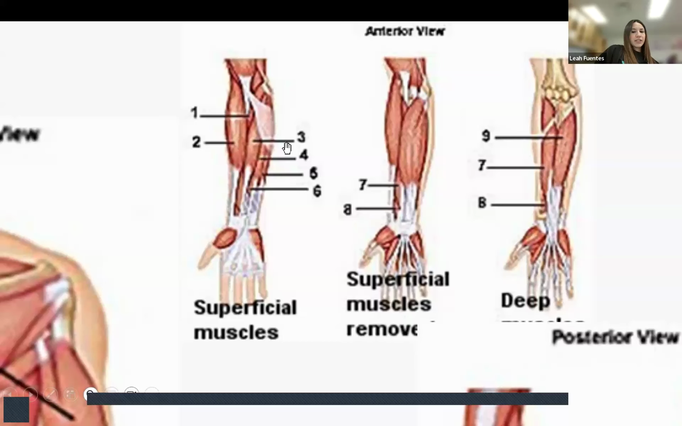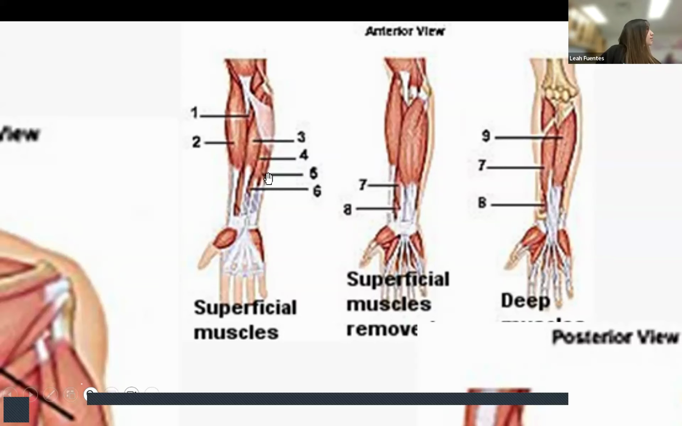And then moving this way, again, we have the superficial muscles anterior. So this one in the middle here, number 3, do we know what this one is? Somebody said it earlier. Flexor carpi radialis. Yeah, flexor carpi radialis. And then let's move down to 4. Do we know what this one is? I know it's getting really small. Palmaris longus, good.